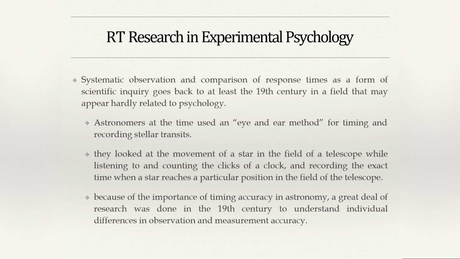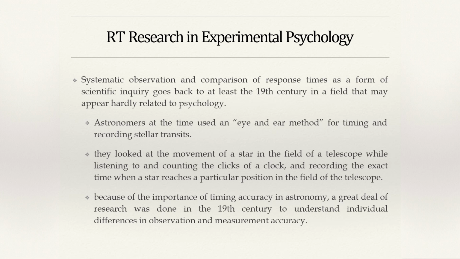For example, astronomers at the time used what is called the eye and the ear method for timing and recording stellar transits. What they were doing was looking at the movement of a star in the field of the telescope, and they listened to and counted the clicks of a clock and then recorded the exact time when the star reaches a particular position in the field of the telescope. So, from point A to point B, they would calculate the time it takes a star to reach from point A to point B, and that is how they used to time it.